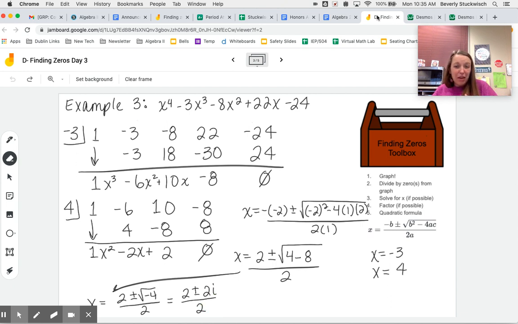And I can divide that whole thing by 2, right? I can divide the 2 by 2 and the 2i by 2. That gives me 1 plus or minus 1i. So 1 plus i and 1 minus i are my imaginary zeros.